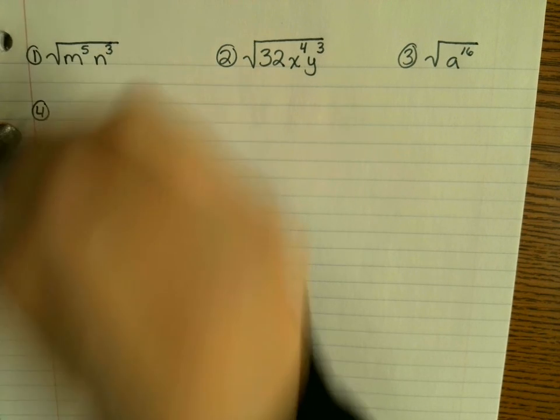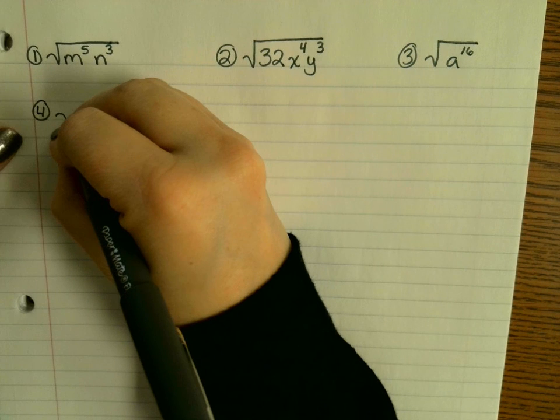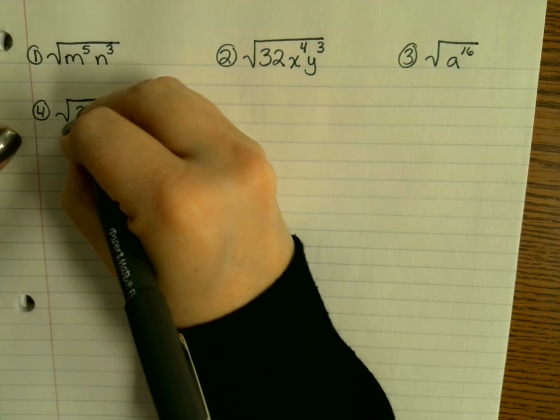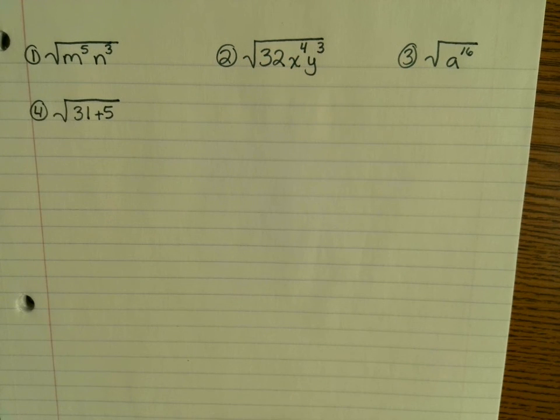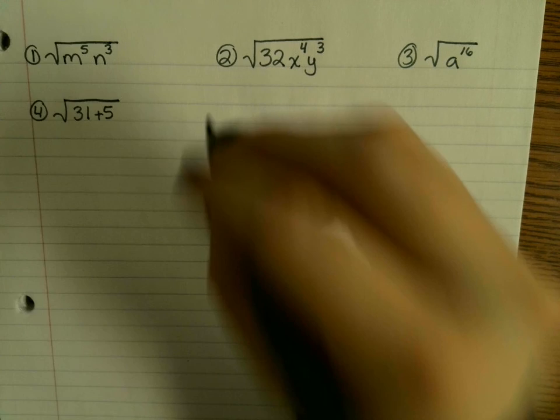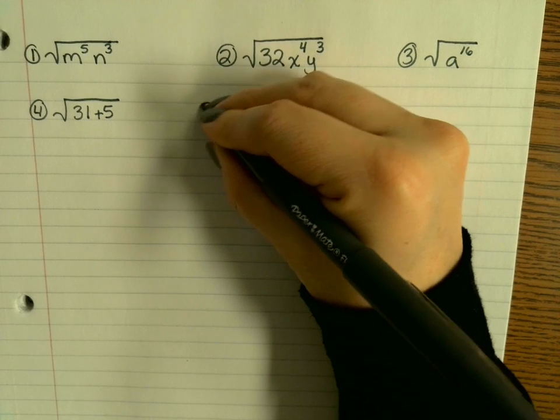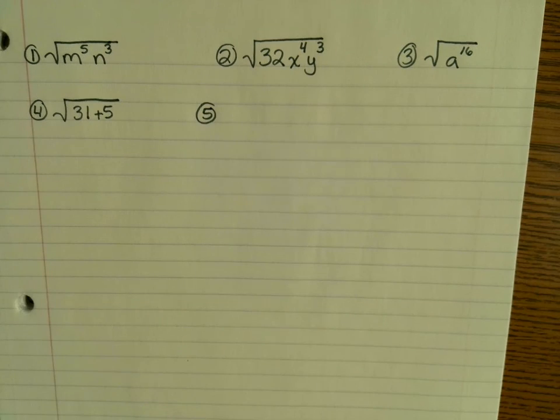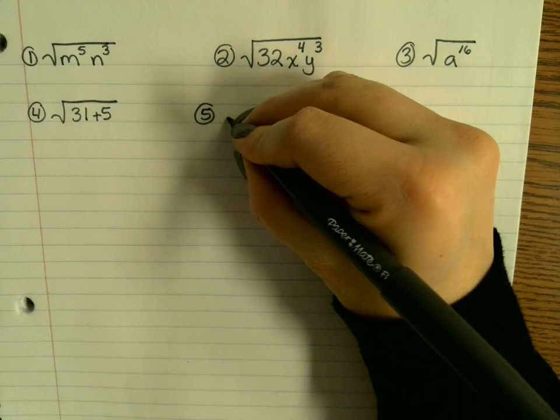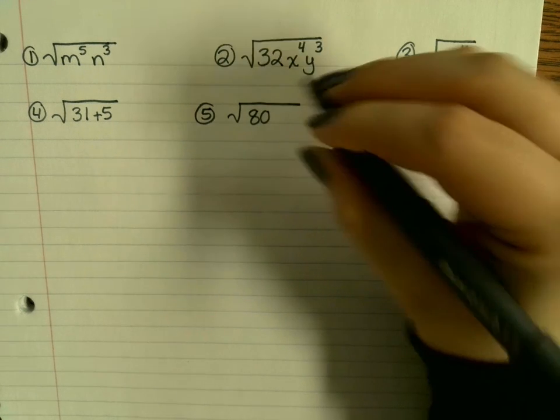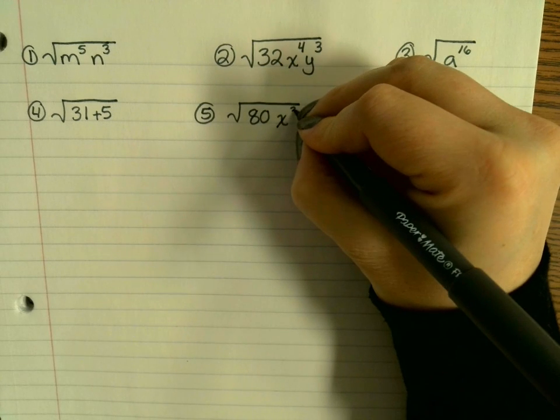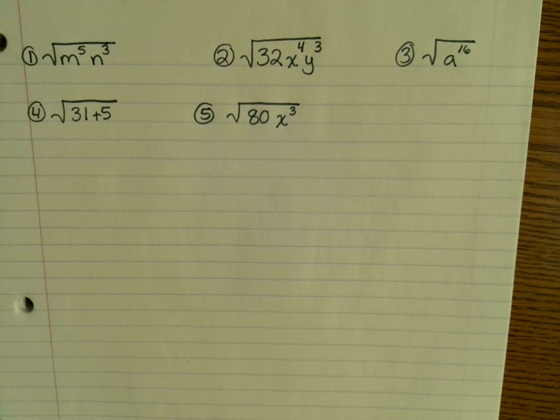Problem number 4 is the square root of 31 plus 5. All of that's inside of the square root. Let's see if you can figure that out. I'm sure a lot of you will. It's not a t, it's a plus. 31 plus 5. Number 5, square root of 80, x to the 3rd power.